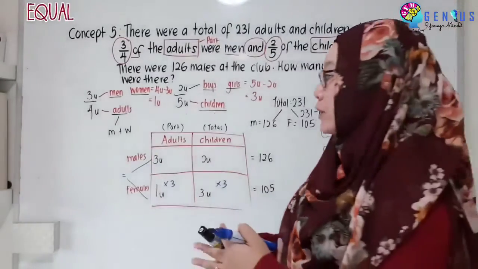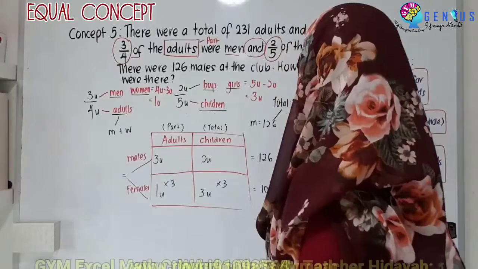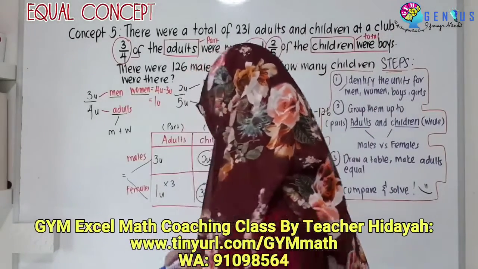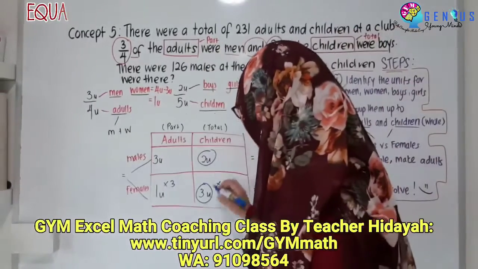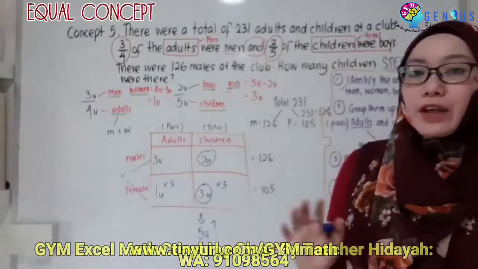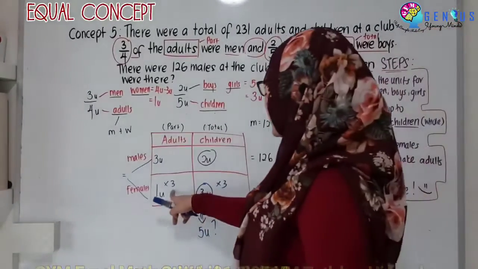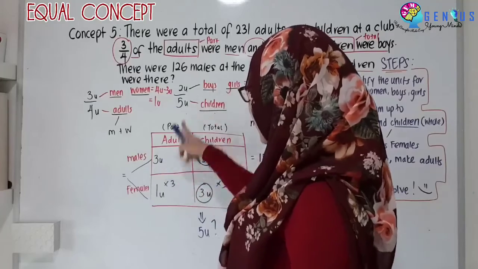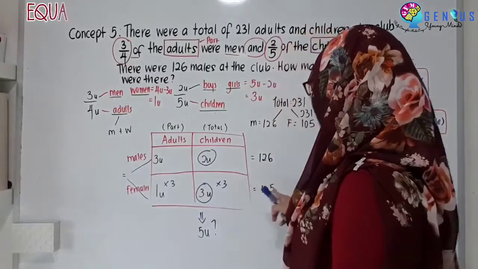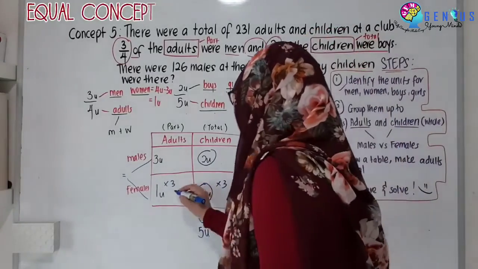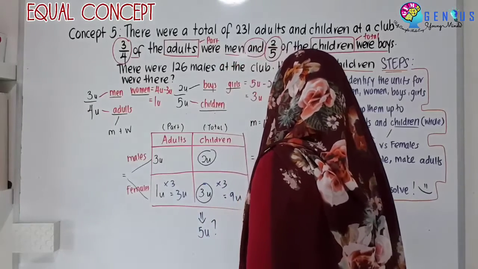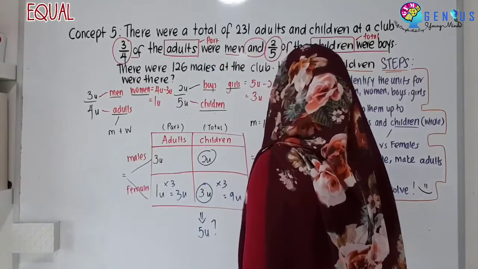Now, next, what do we want to find in the question? How many children were there? Children means I need to find this and this, the original units here. I need to find these two, which means I want to find 5 units. That's what I want to find eventually. Now, because I need to make the part the same, 3 units here, here must also be 3 units. Here times 3, here must also times 3, here must also times 3. Here becomes 3 units, here becomes 9 units, here becomes 315.